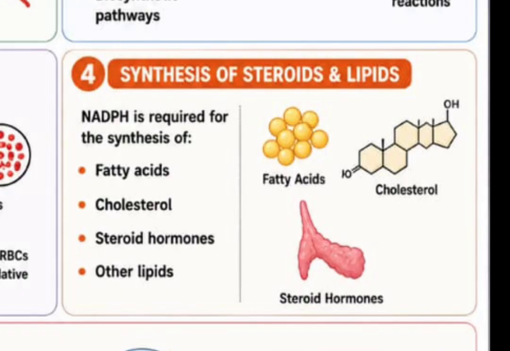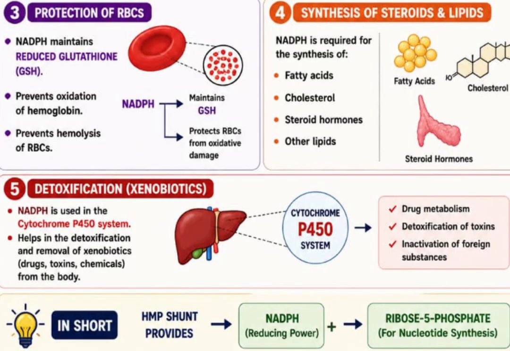Also, we need it for detoxification of xenobiotics, because NADPH is useful in the cytochrome P450 system, and the cytochrome P450 system helps in detoxification in the liver. Again, it helps in detoxification, like in drug metabolism, detoxification of toxic substances, inactivating foreign substances. Because if a foreign substance enters and gets absorbed into the blood, it goes to the liver, and the liver secretes so many cytochrome P450 enzymes that detoxify the chemical substance, preventing them from causing harm in the body.